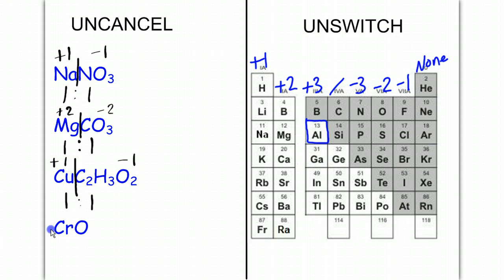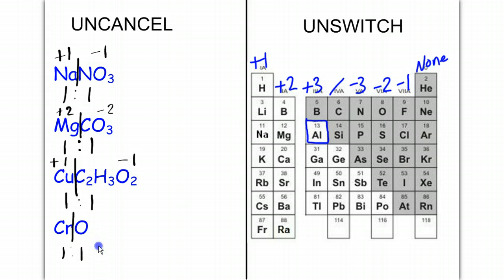Let's try one more. We have Cr, which is chromium, that's my cation, and oxygen, which is my anion. Notice chromium is one of the transition metals. It's not found in my 3 columns, so I don't know the charge for chromium. But I do know this is a 1-to-1 ratio.